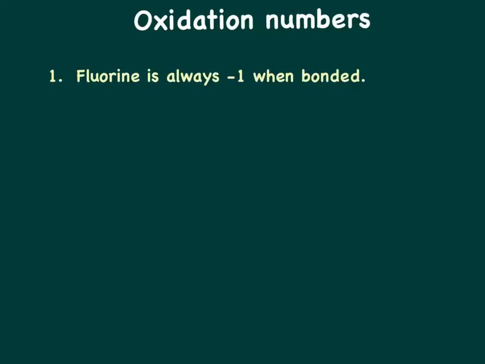Rule number 1 states that fluorine is always a -1 oxidation number when it's bonded to another element. This is the same as the charge of a fluoride ion. Rule number 2 states that oxygen's oxidation number is always -2, just as an oxide ion has a charge of -2, but there are a couple of exceptions.